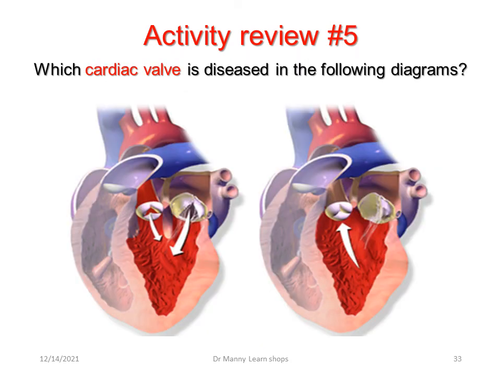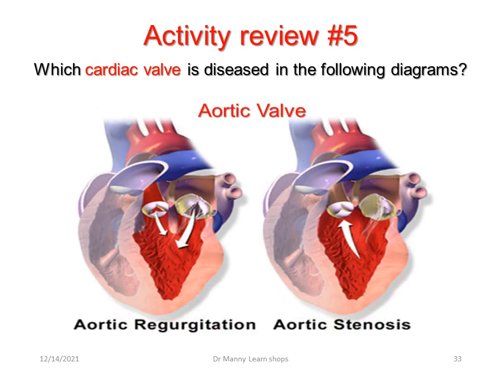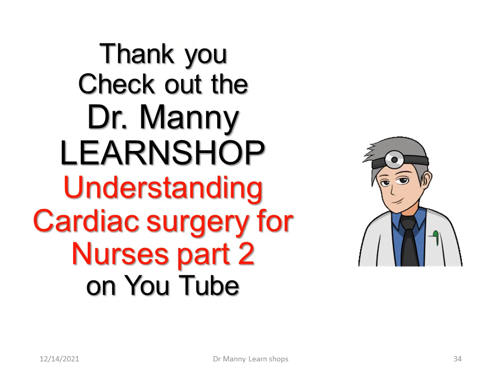Then you've got, which cardiac valve is diseased in the following diagrams. Have a look. Look at the arrows. You've got aortic valve regurgitation and aortic stenosis. Aortic stenosis, the valve isn't open. And aortic regurgitation, blood is coming back into the left ventricle via the ascending aorta.